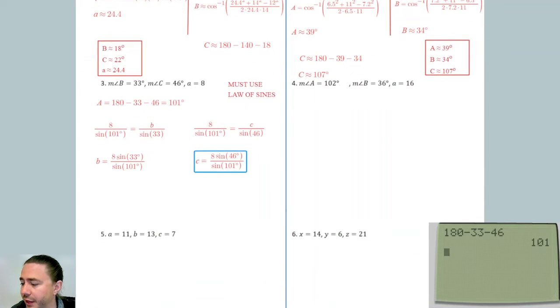Okay, so these law of sines problems usually go a little faster for some reason. There's just a little bit less typing and algebra. They're just not as bad.